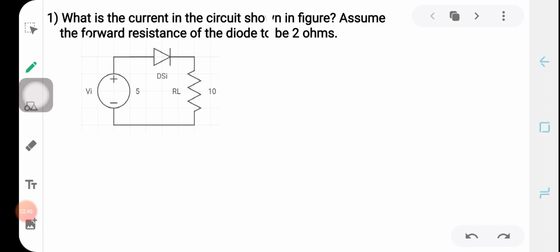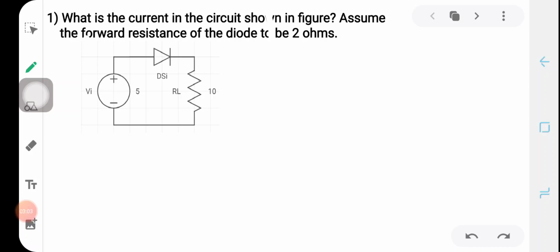Okay, let's see the first problem. The question is: what is the current in the circuit shown in the figure? Assume the forward resistance of the diode to be 2 ohms.